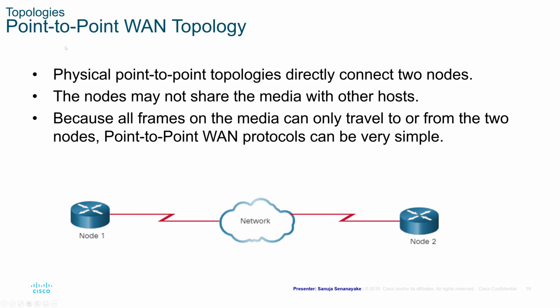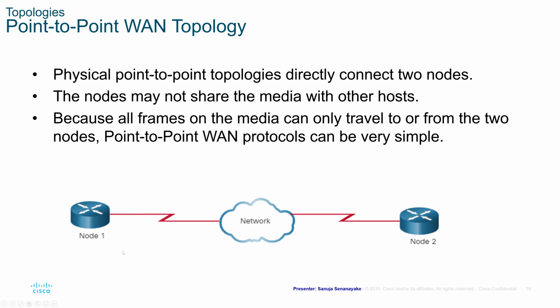The point-to-point WAN topology is a physical point-to-point topology that directly connects two nodes. The nodes may not share the media with other hosts, because all frames on the media can only travel to or from the two nodes. So that's a very important concept. Point-to-point WAN protocols can be very simple.